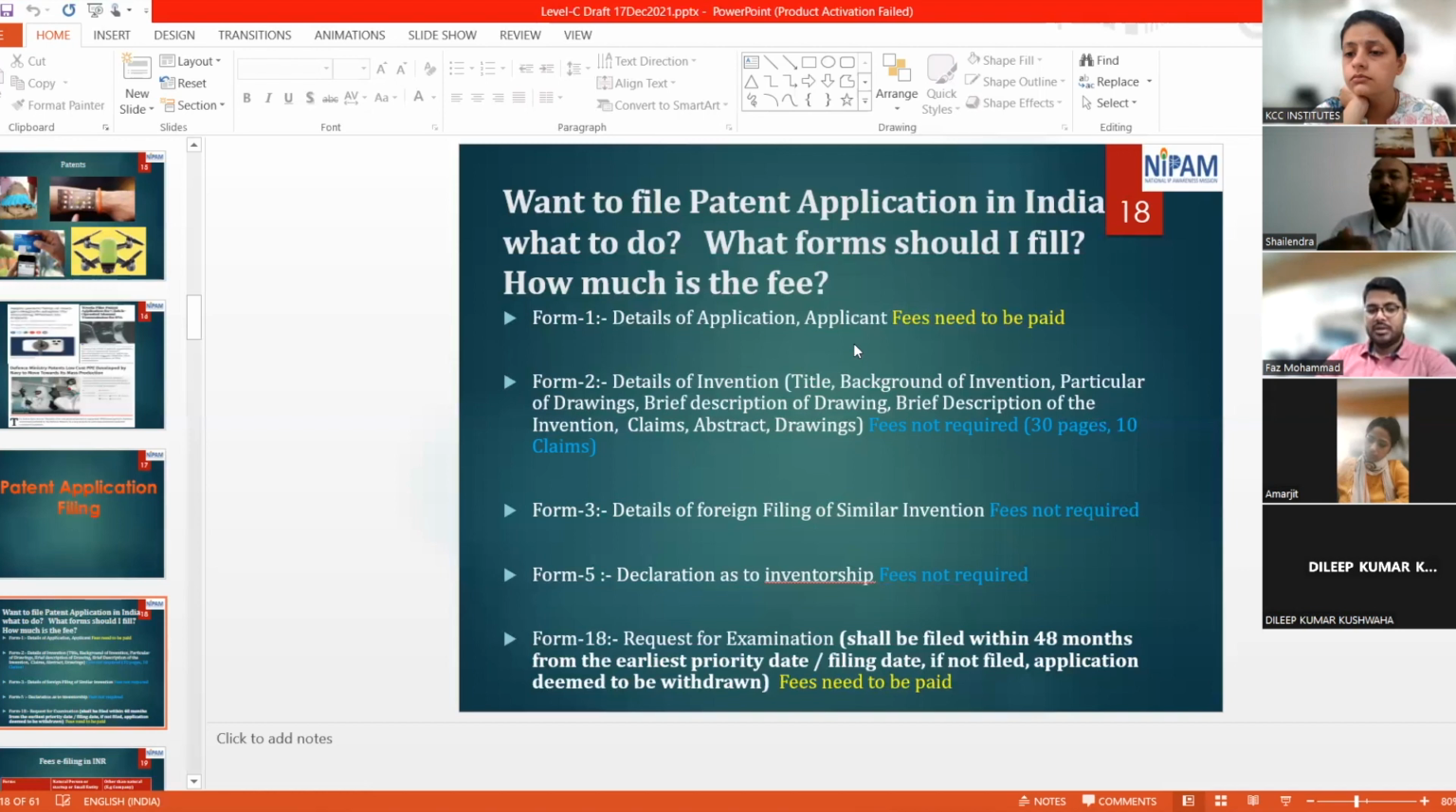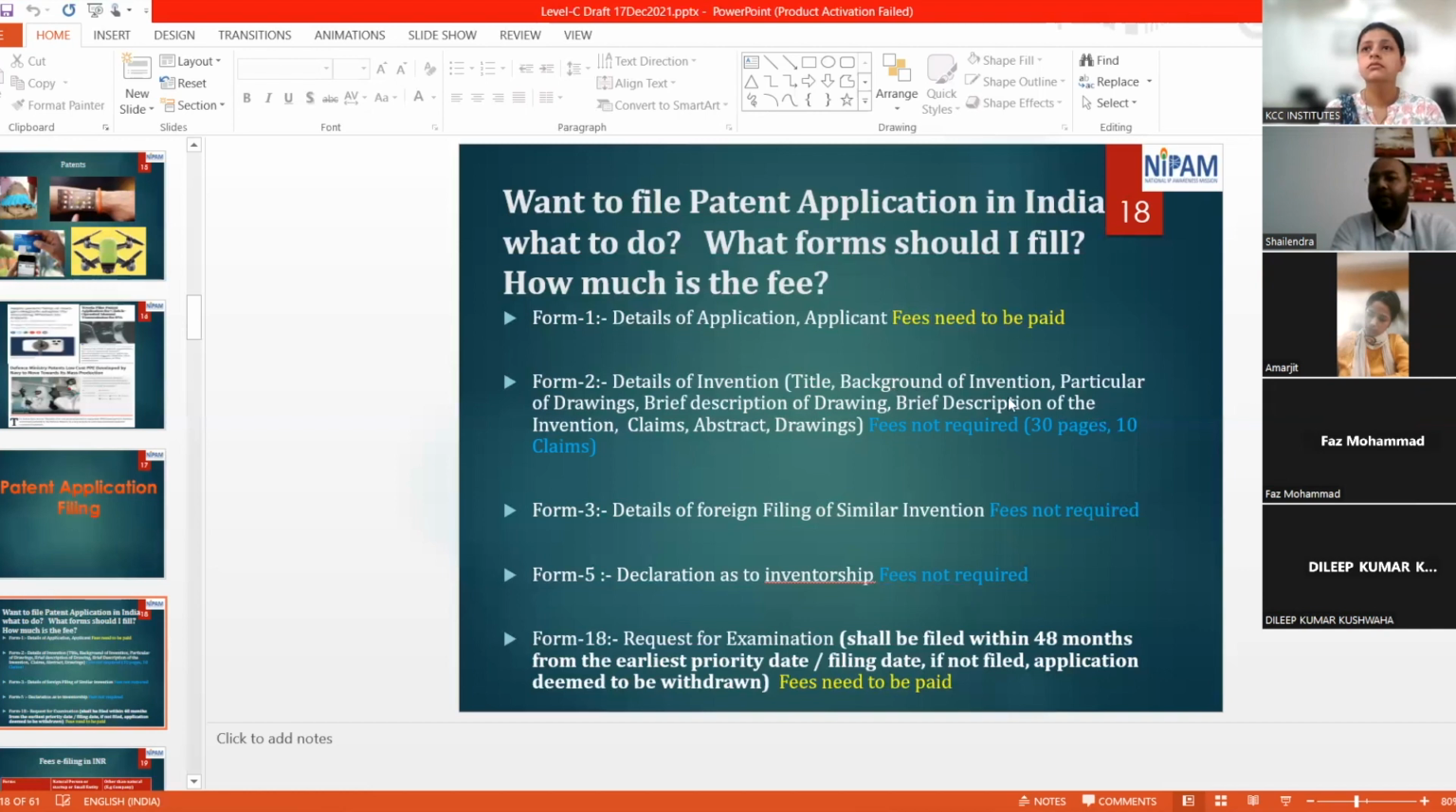So in the Form 2, you need to give all the descriptive information in this format like title, background, particulars of the drawing, brief description of the drawing, brief description of the invention, claims, abstract, drawings. So this format you can get from the internet also, like what is the format of filing the Form 2 and description in the patent application. So that you can easily check on the internet. But these are the subheadings that each and everyone needs to understand, that in this particular format you need to file the application. Now there is a second term, background of the invention.